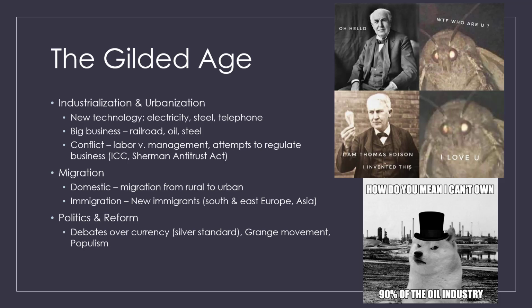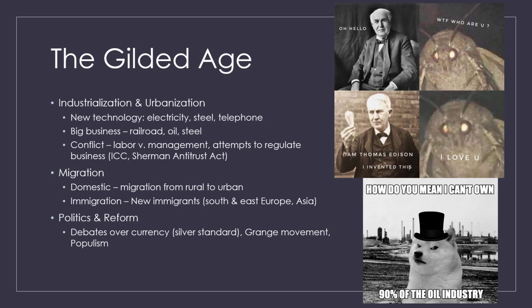However, the government will make some attempt to regulate business. The ICC will be one of the more successful attempts regulating the railroad industry. Sherman Antitrust Act will attempt to regulate trusts. However, it will primarily be used to regulate labor unions. You see a lot of migration, and there's two different types of migration. You've got domestic and foreign migration.